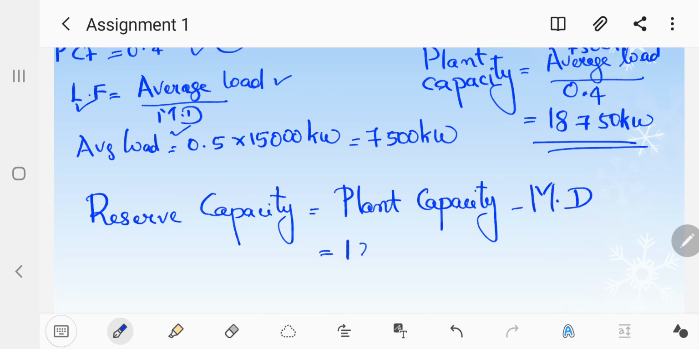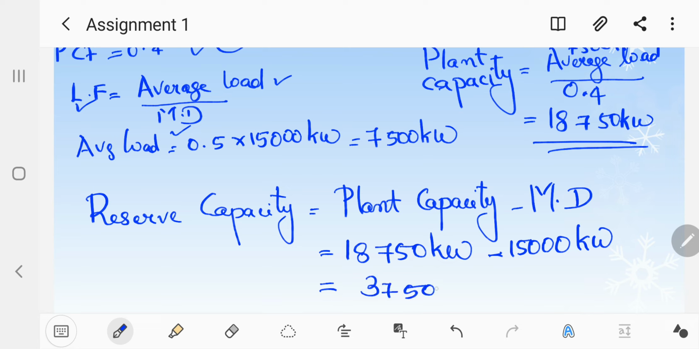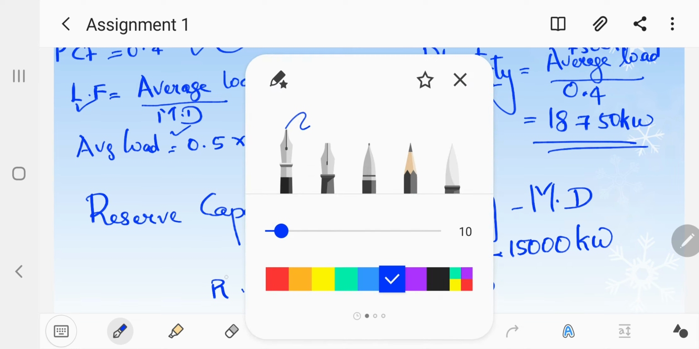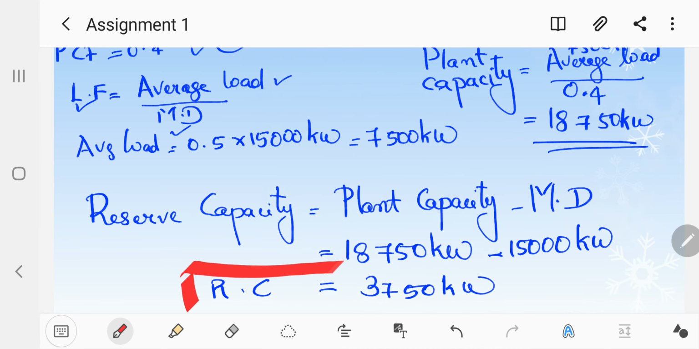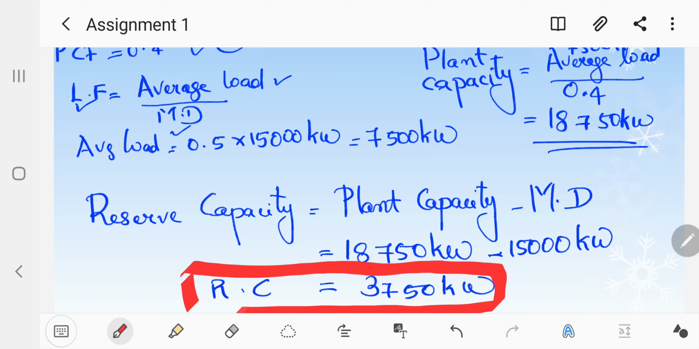What is the plant capacity? It is 18,750 kilowatt. And what is the maximum demand? It is given in the question as 15,000 kilowatt. By subtracting these two, we obtain the answer as 3,750 kilowatt. And this is the last answer for this problem. The reserve capacity is equal to 3,750 kilowatt.